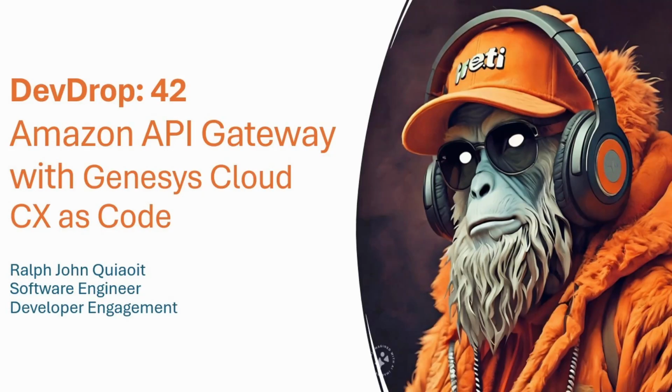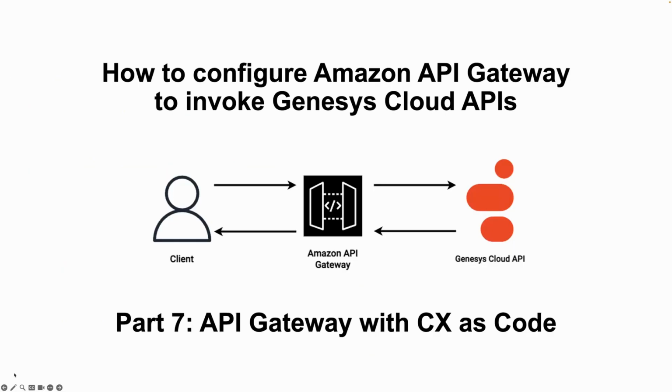Hello, everyone. I'm Ra, a software engineer here at Genesys, and I would like to share in this DevDrop how to use Amazon API Gateway to invoke Genesys Cloud APIs. And this is part 7, API Gateway with CXS code. So similar to the Genesys Cloud CLI, we'll be setting it up to invoke the API Gateway.